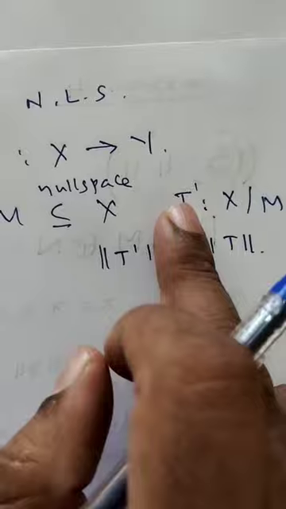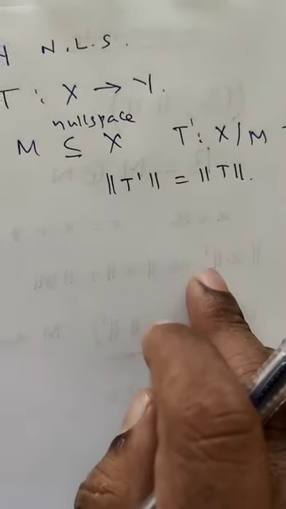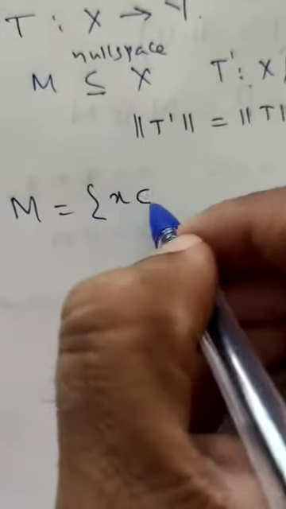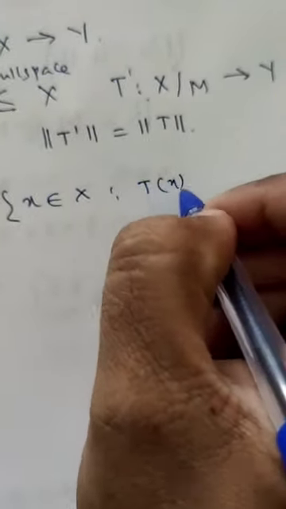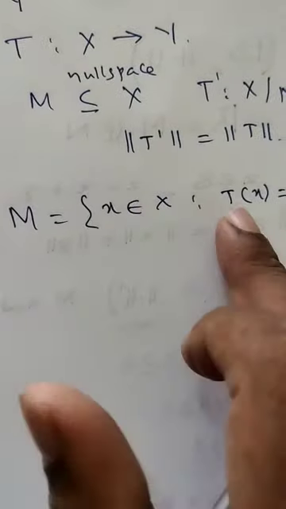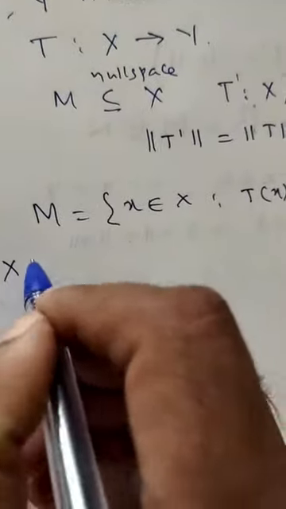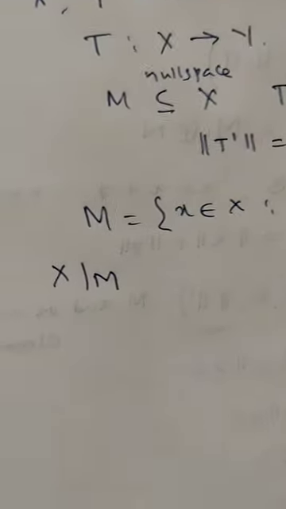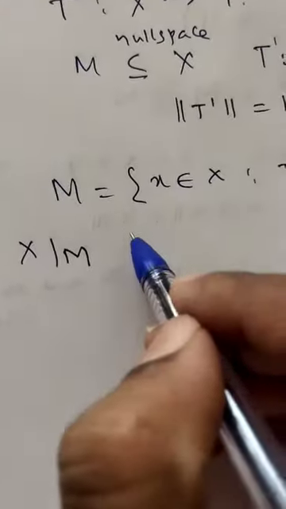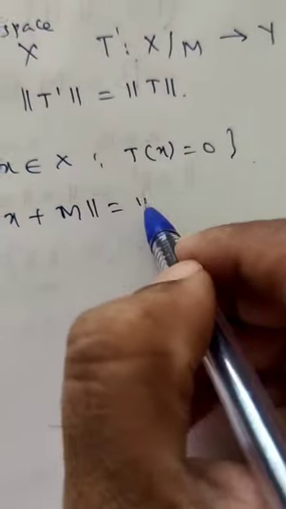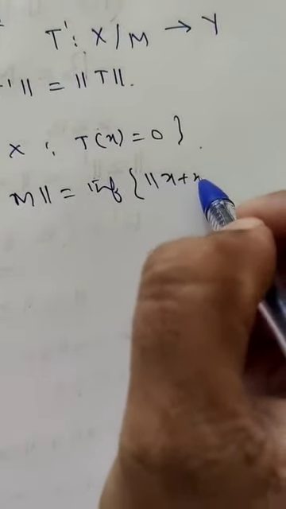This always exists, this type of maps that we have proved in vector spaces as well as in ring theory also. So now M is the null space means how do you define? M is the null space means it contains the set of all x belonging to X such that T of x is equal to 0, means it contains those vectors which are mapped onto the 0 element of Y. Now already we know that X by M is a normed linear space, with the norm of a coset x plus M being the infimum of norm of x plus m where m belongs to M. This already you know.